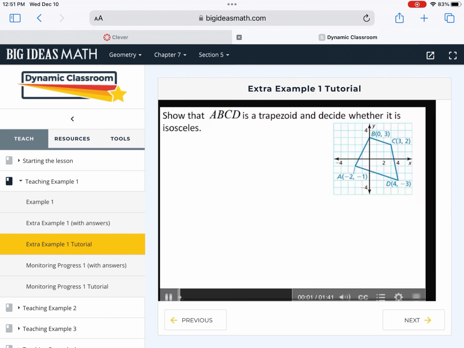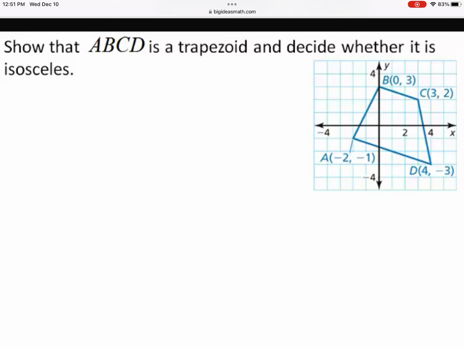Show that ABCD is a trapezoid and decide whether it is isosceles. In order to show that ABCD is a trapezoid, you need to find exactly one pair of parallel lines. To do this, find the slope of each line segment. So the slope of line segment BC equals (2 minus 3) divided by (3 minus 0), which equals negative 1/3.